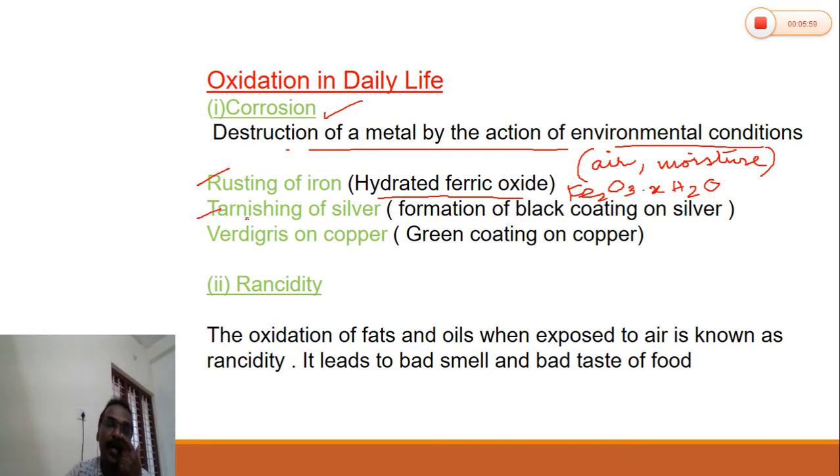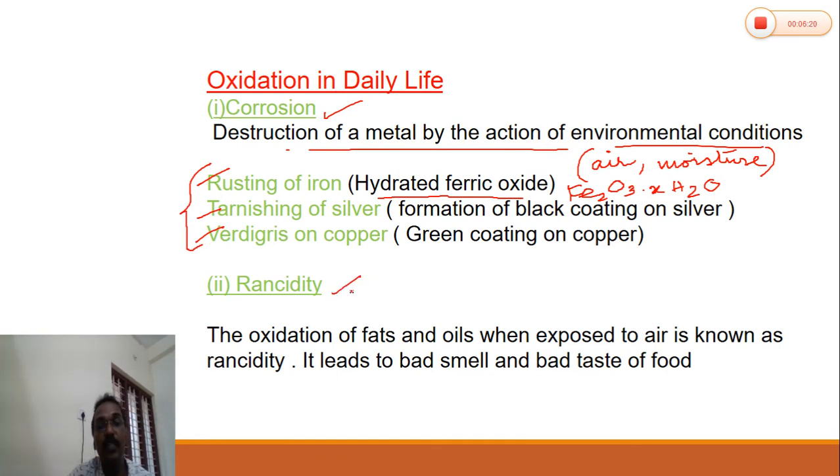Another example is the tarnishing of silver. There is formation of a black coating on silver. Here silver sulfide is formed. That is also an oxidation reaction, oxidation of silver. The next one is verdigris. Verdigris is a green coating on the surface of copper. These are three examples of corrosion.